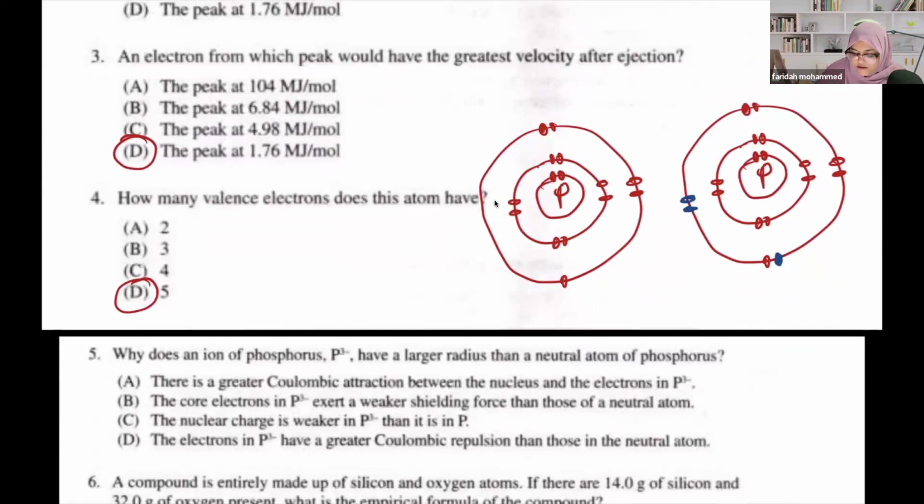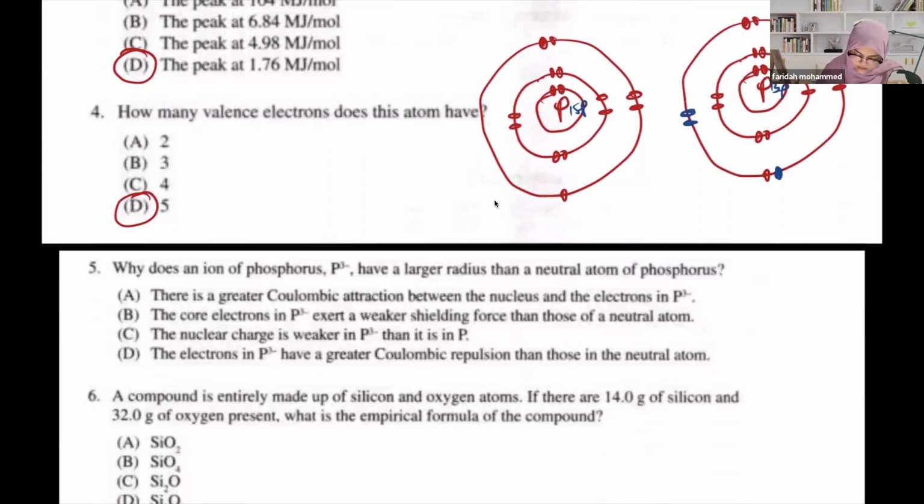Okay, so think about this. The phosphorus itself has 15 protons in the nucleus, right? Those protons are the ones that help hold all those electrons to itself. But when you have an ion with the 3 minus, that means you have an extra 3 electrons. The protons are going to have a very hard time pulling or holding the extra electrons, right? So that's the reason it's going to be bigger. If we talk in chemistry terms, we can say it's going to have more shielding effect. Okay, so let's check this one.